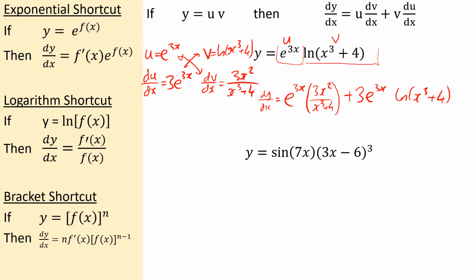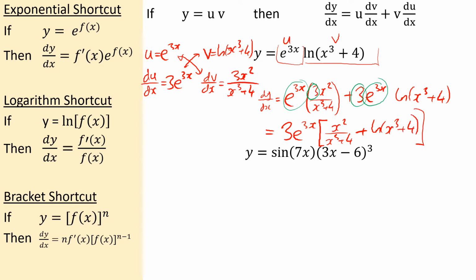Now, if you are being asked to tidy this up, it's worth trying to take out what we'll call common factors. And I can certainly see in this case that we can definitely take out an e to the 3x from both of them. We can also take out a 3 from both of them as well. So if I was looking to fully simplify this, I would have something like this: 3e to the 3x, and then what's left over? x squared over x cubed plus 4 plus ln of x cubed plus 4. There you go, fully factorised. Okay, let's try the next one.